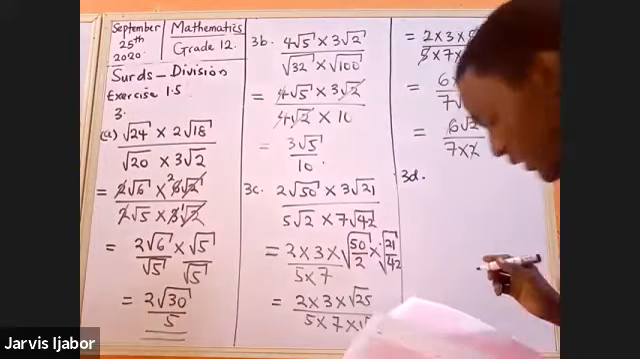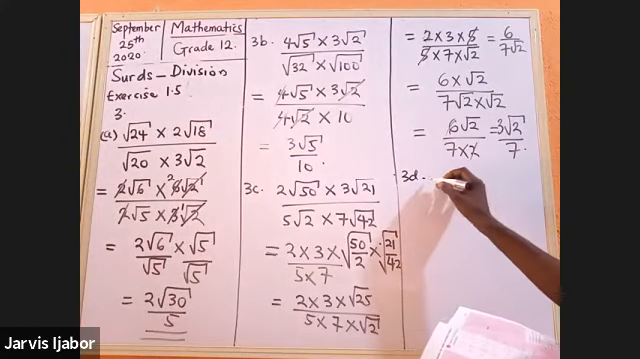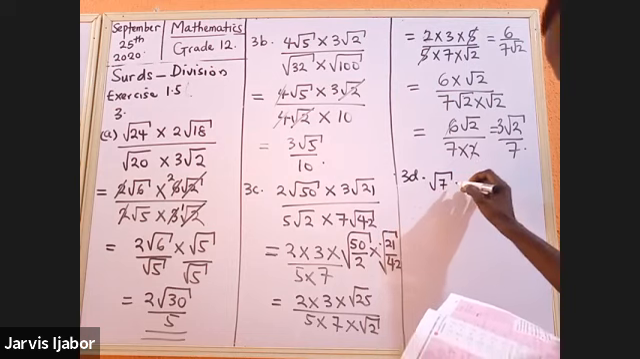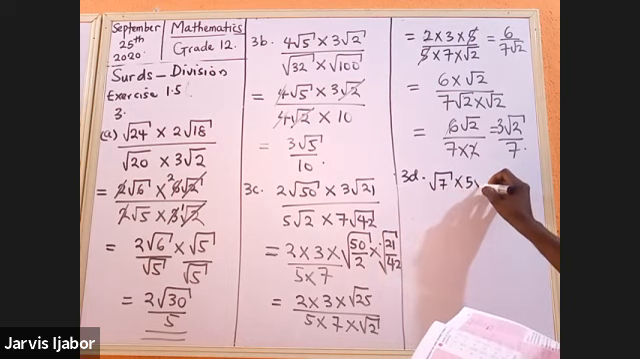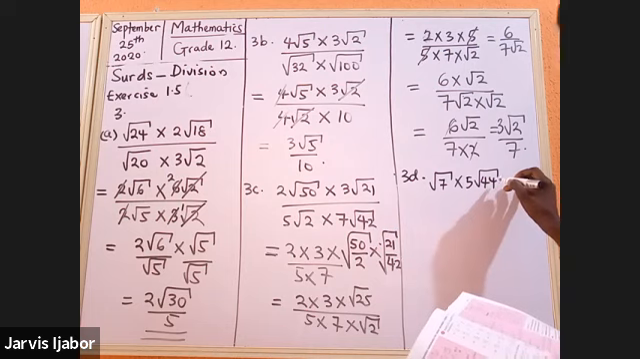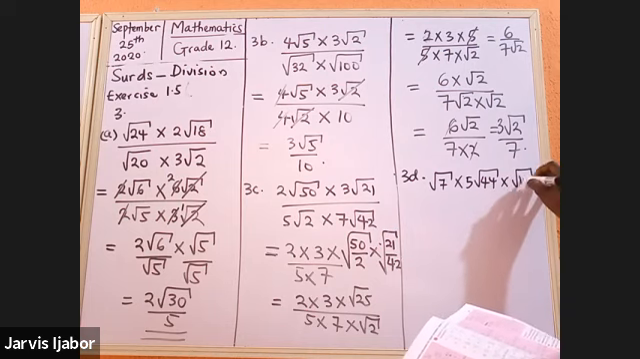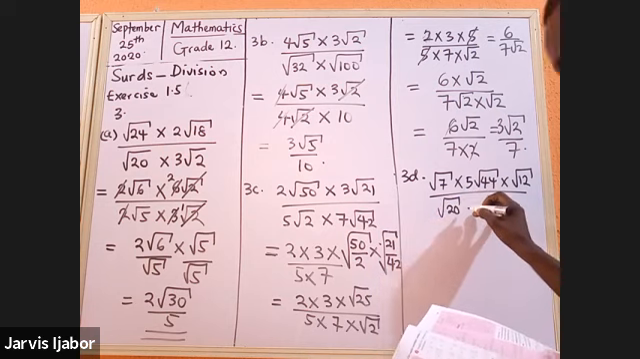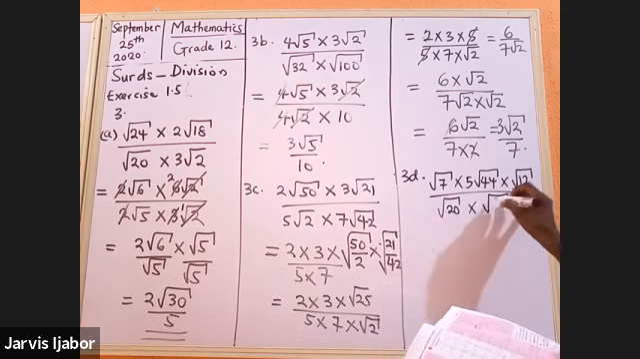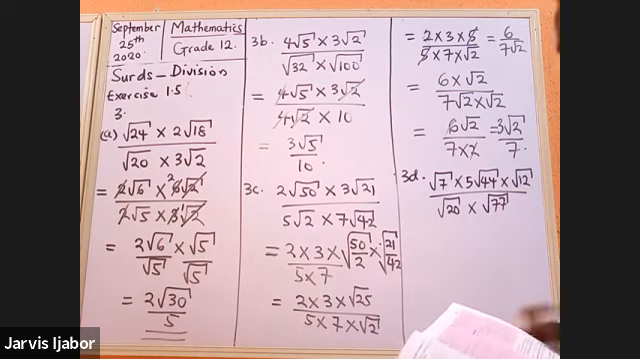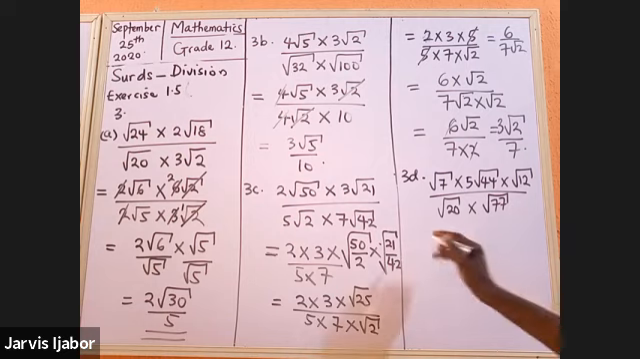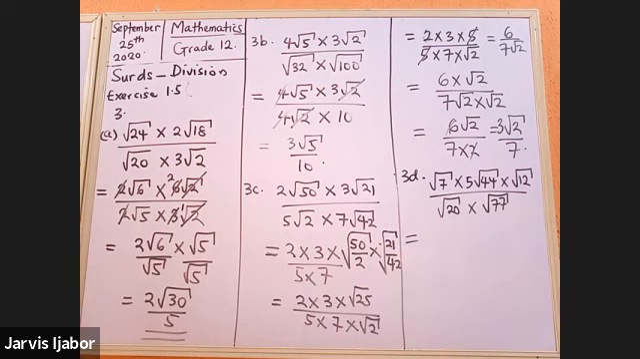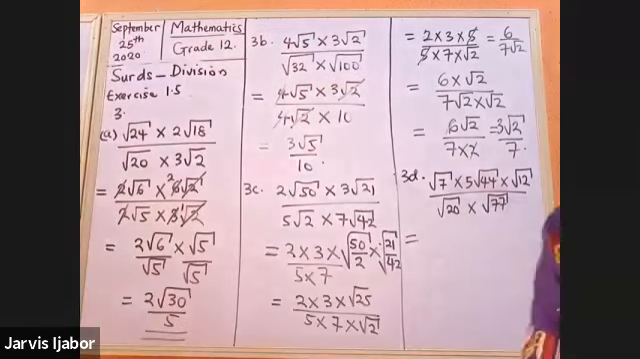Now let's look at 3D. 3D says root 7 times 5 root 44 times root 12 all over root 20 times root 77. Right? Now, if you look at this question carefully, I can do a number of things. Now, I'm going to use a very different approach here. Watch carefully what I'm going to do here.